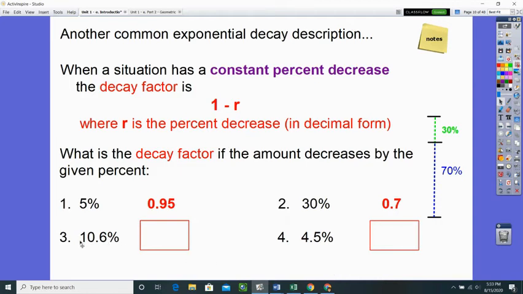Change this to a decimal, 0.106, and take 1 minus that. Did you get a decay factor of 0.894?